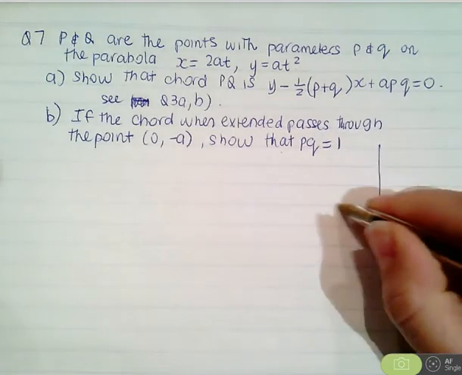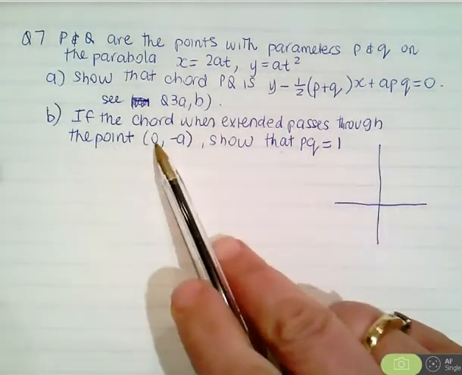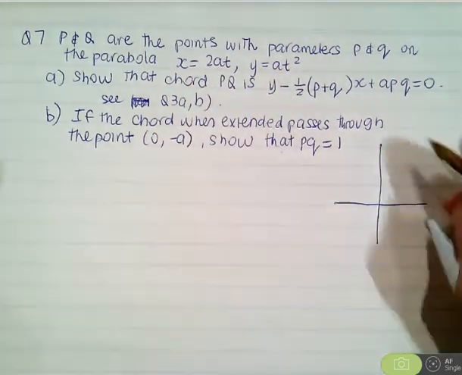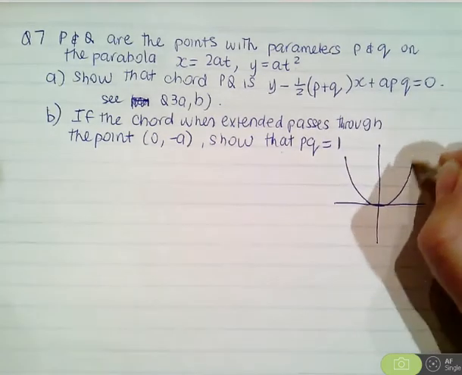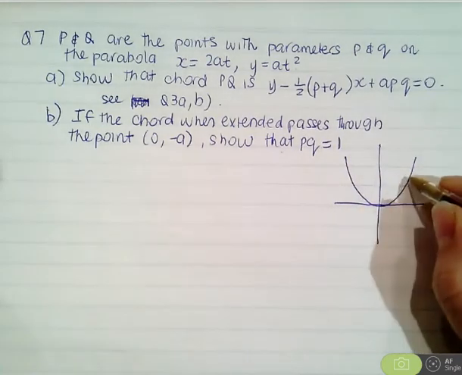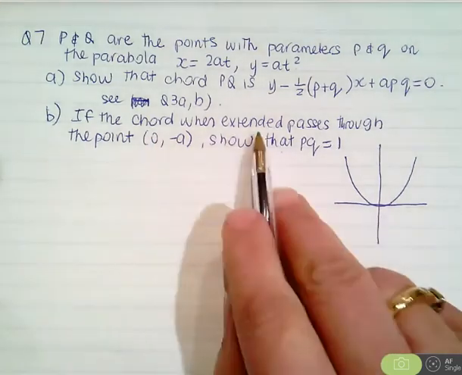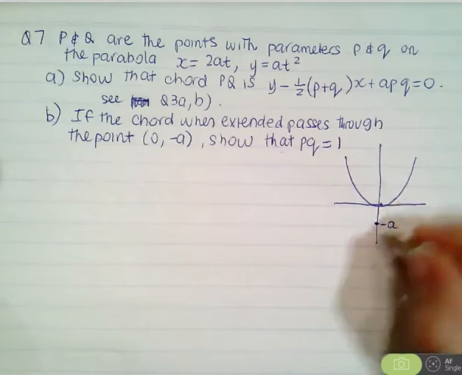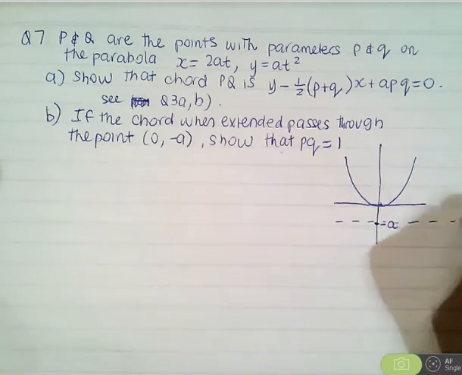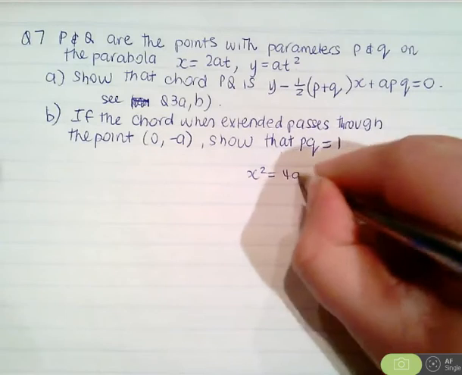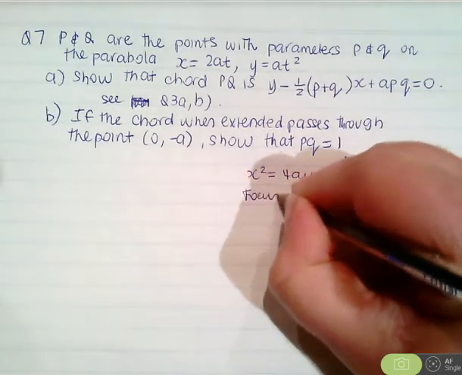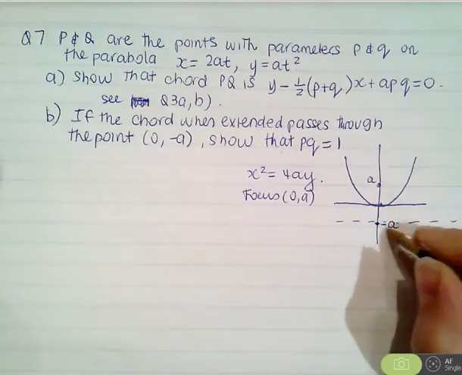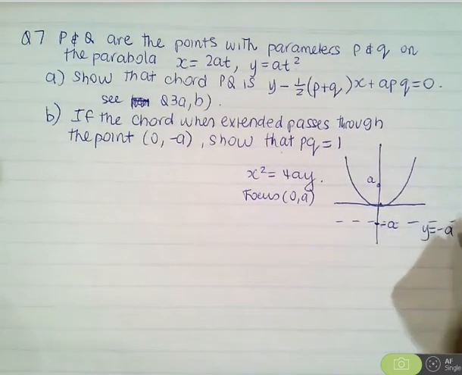It says, if the chord when extended passes through the point (0, negative a). Now if you look at these parameters, x equals 2at, y equals at squared, you know that it is the parabola x squared equals 4ay. Now I want to put that point down here. If this is the parabola x squared equals 4ay, and it is, then we know that the focus is (0, a) and that the directrix is y equals minus a, which is down here.